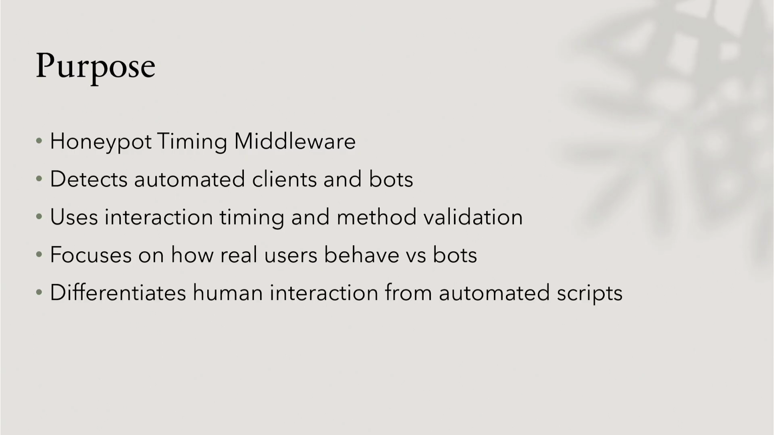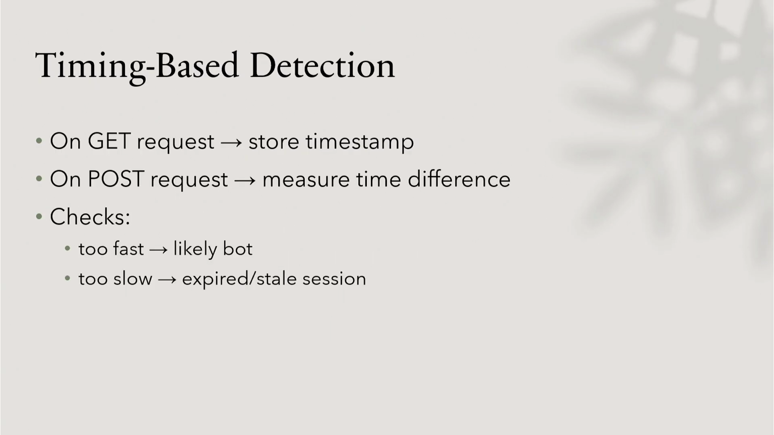So the basic idea on how it really works is, on a GET request it stores a timestamp, on a POST request it measures the time difference, and if it's too fast, basically less than 1 millisecond, then it's likely a bot. If it's too slow, then the chances are someone abandoned their own form and it's an expired or stale session.